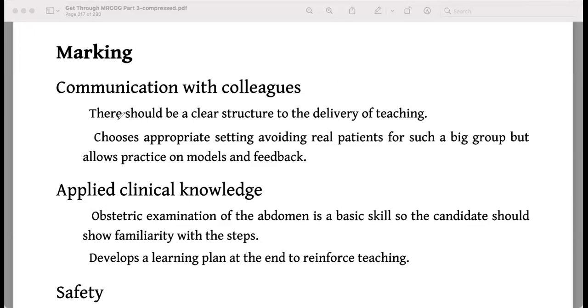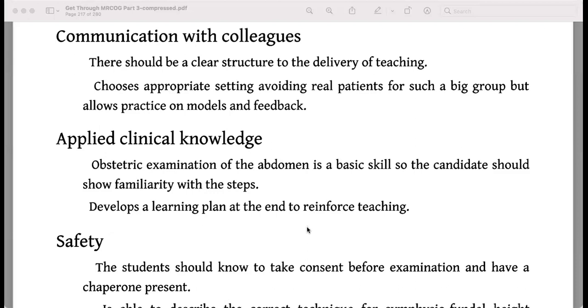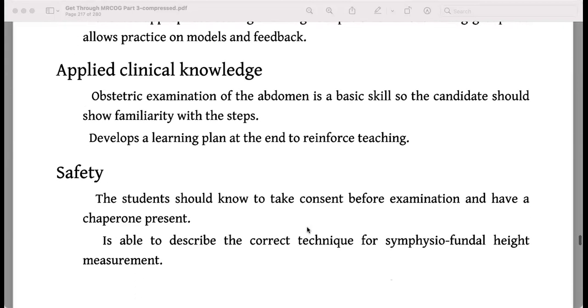So there should be a clear structure to the delivery of teaching, and choose an appropriate setting, avoiding a real patient. That's why he said undergraduate, for such a big group, but allow practice on models and feedback. Applied clinical knowledge: obstetric examination of the abdomen is a basic skill to the candidates, right? That should show familiarity with the steps. Develop a learning plan at the end to reinforce the teaching.